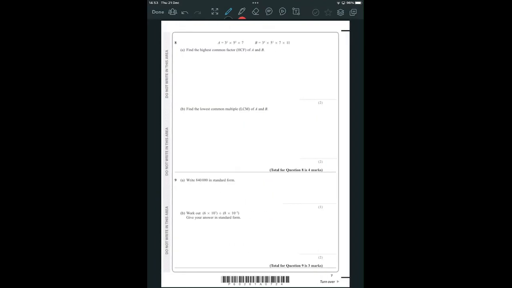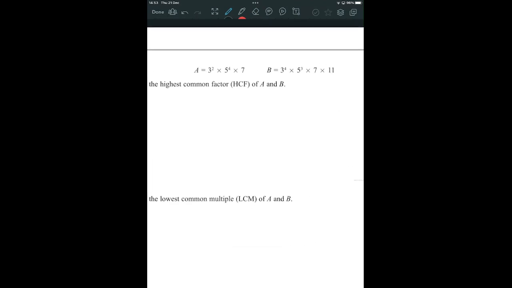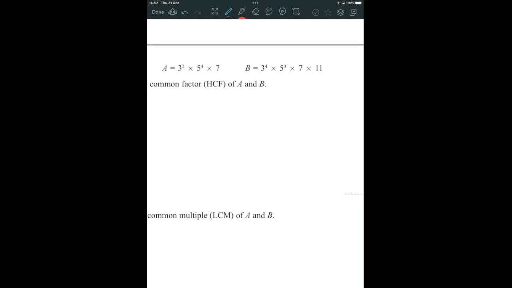Question 8. Find the highest common factor of these numbers. Now this is a sneaky question because it's given in the prime factor form already, which can make it easier or can make it harder. I quite like it in this form because highest common factor, all we need to do is look at each prime in turn and pick how many we are allowed. So let's look at the 3's. A has 3 squared, B has 3 to the 4. The common factor can only have 3 squared. Otherwise it won't be a factor of A. And we want the biggest as possible, so we want to include as much as possible.